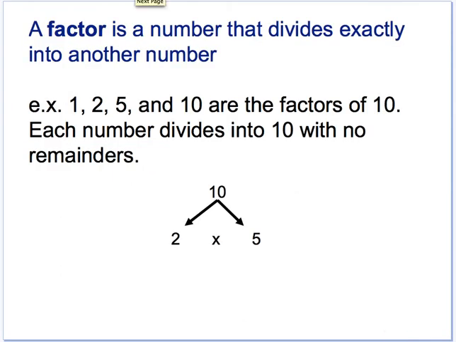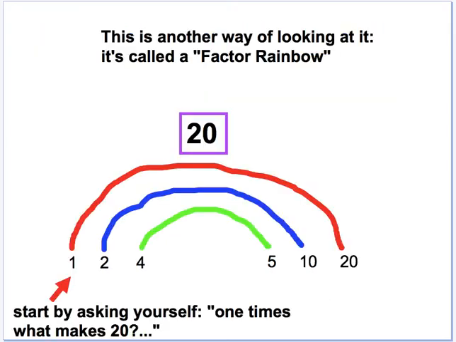A factor is a number that divides exactly into another number. Take a number like 10, which is a composite number; we'll go into that in a second. 2 divides evenly into 10 because it's 2 times 5. And ergo, 5 also divides evenly into 10 because it's 2 times 5. But 1 is also a factor because 1 times 10 makes 10. And that's the complete list of factors for 10.